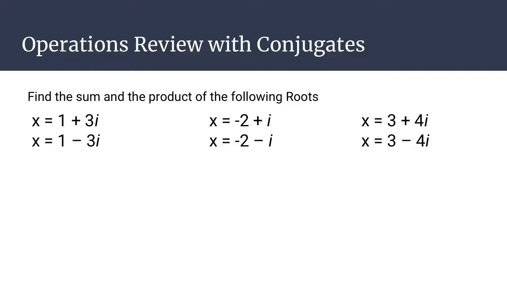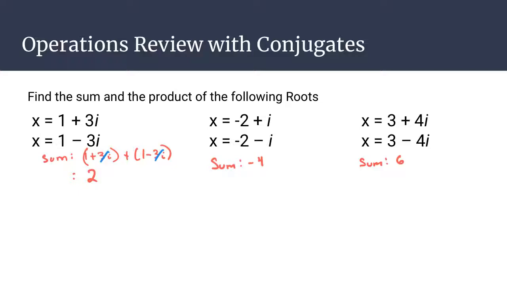Now the sum for each of these should actually be pretty easy because when you add up your two values, all you need to do is take your 1 plus 3i and add it to 1 minus 3i, and for each of these, what you'll notice is a similar thing occurs where the 3i's simply cancel out. So the sum is going to be equal to 2 for the first example, and the sum for the second example is going to be equal to negative 4 because again, your i and your negative i will cancel, and the sum for the third example is going to be equal to 6 because the 4i and the negative 4i cancel.